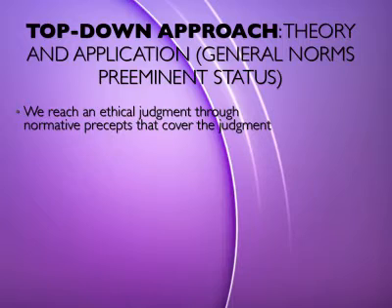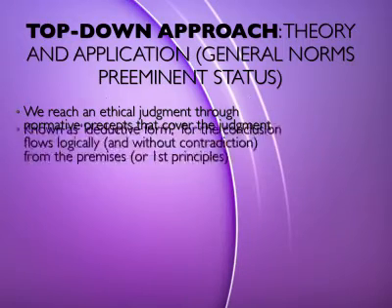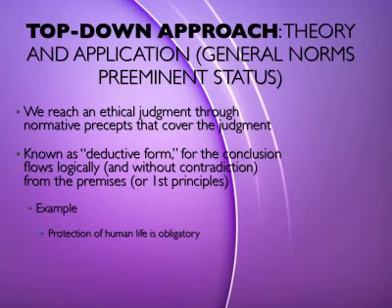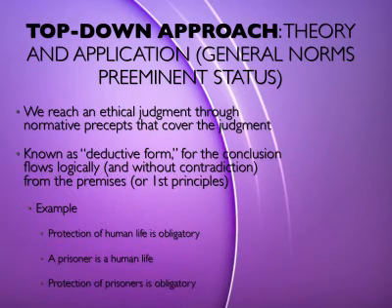The top-down approach says that we reach ethical judgments through these normative precepts like not lying, not cheating, not breaking promises, and that those need to cover our judgments in every situation. It's known as a deductive form of ethics because the conclusion flows logically and without contradiction from the premises or first principles. A good example of this is provided on that slide. First of all, protection of human life is obligatory. And then we could go further and say, well, a prisoner is a human life. And therefore, if you accept both of those premises, you must accept the conclusion: the protection of prisoners is obligatory.